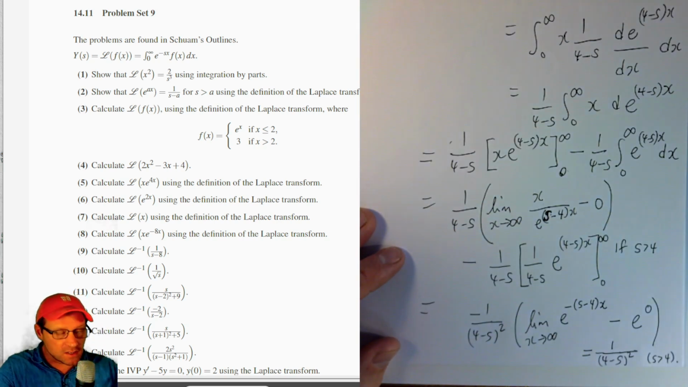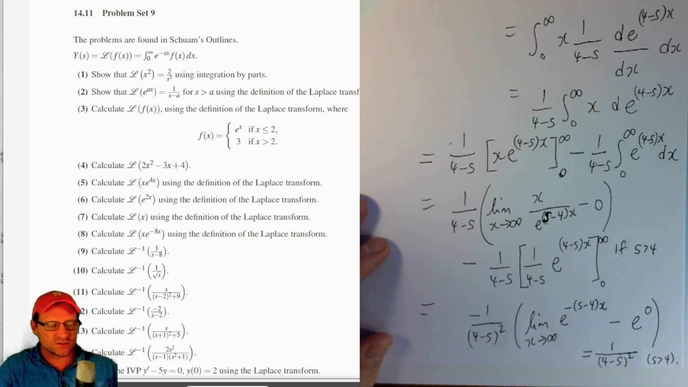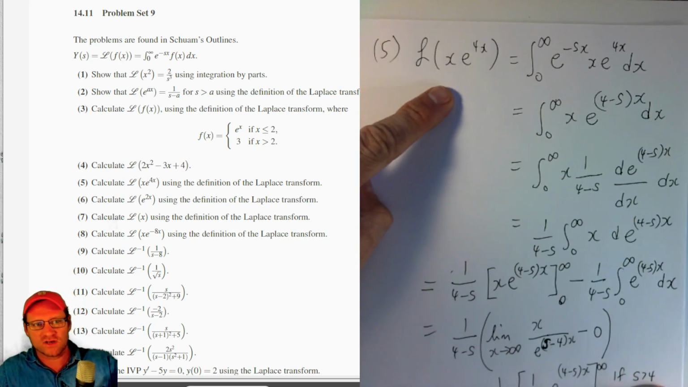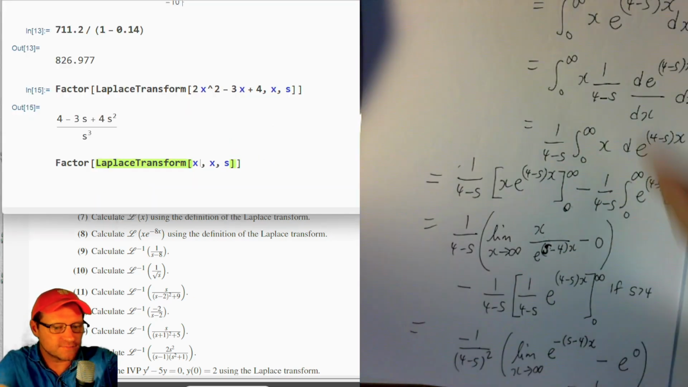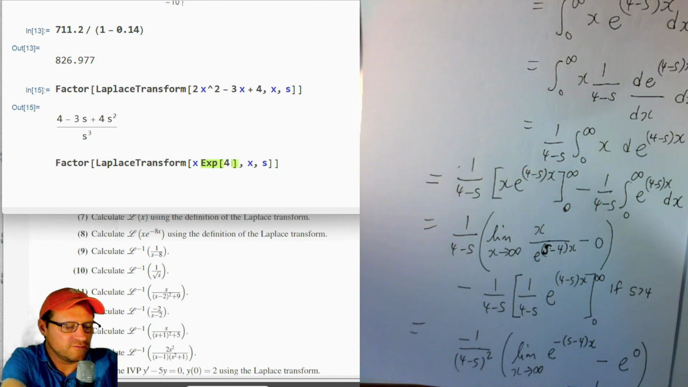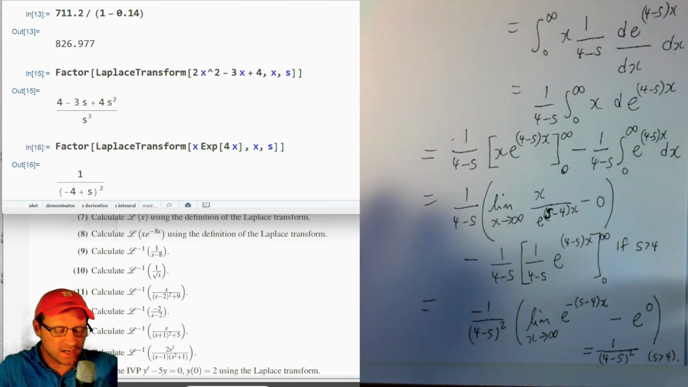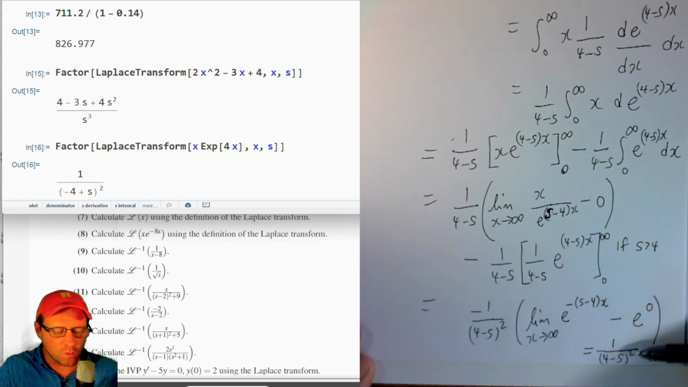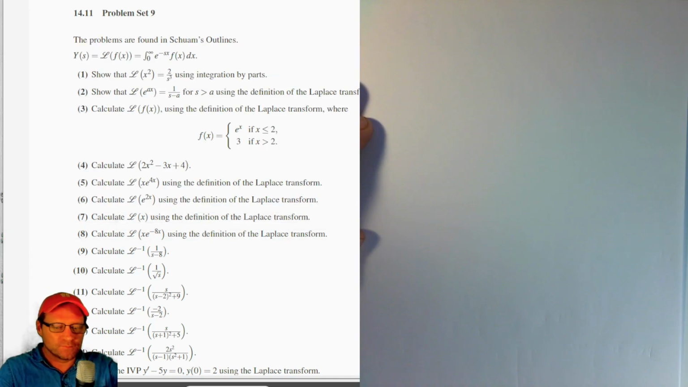Okay, so because that was a tricky one, let's go to Mathematica and get Mathematica to calculate the Laplace transform of x e to the 4x also. X exp 4x. All right, and it has given us the same thing, 1 over minus 4 plus s all squared, but that is the same as this because we have a square there.